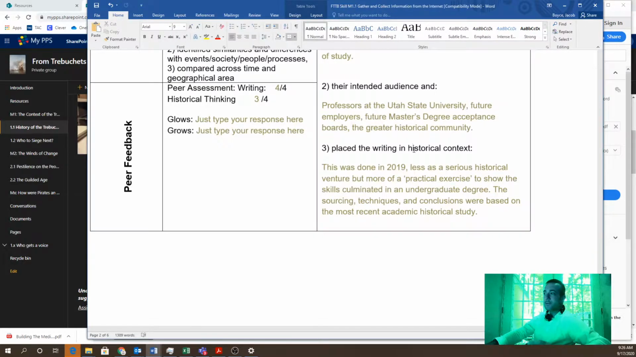It was done to show that this student had learned all the things they needed to learn in order to be a very next level historian. And so this is the skills that culminated in the degree, and the sourcing. And I put this in here, the sourcing techniques and conclusions are based on more recent academic historical study. So it's important to consider when it was done and what the historiography would look like from that perspective.